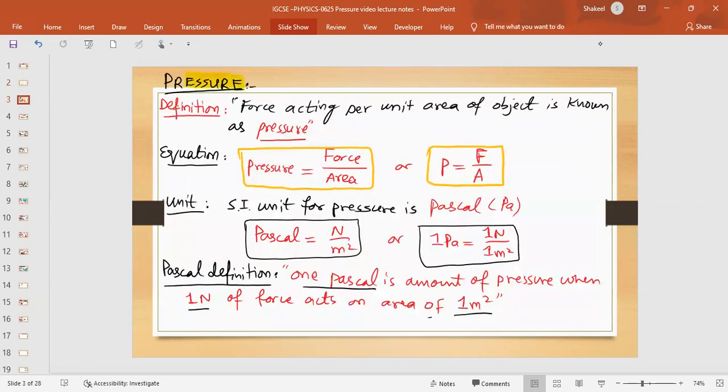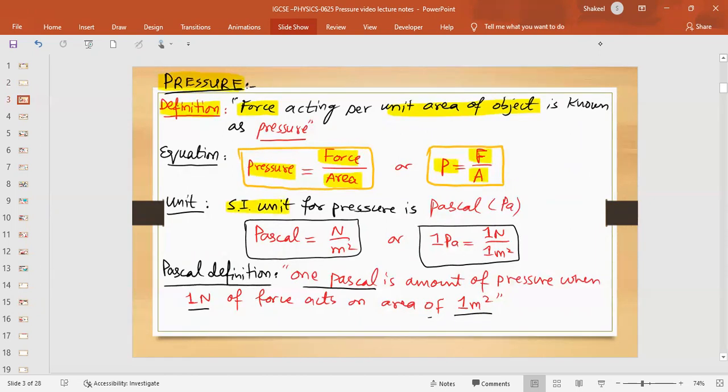Okay, first of all, we have to look upon pressure. So the definition is quite simple. It is force acting per unit area of object. So force acting per unit area of object is known as pressure, and it is force over area, or P equal F over A. That is the equation for pressure.